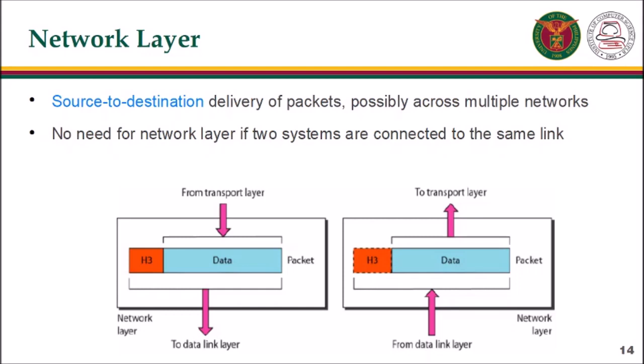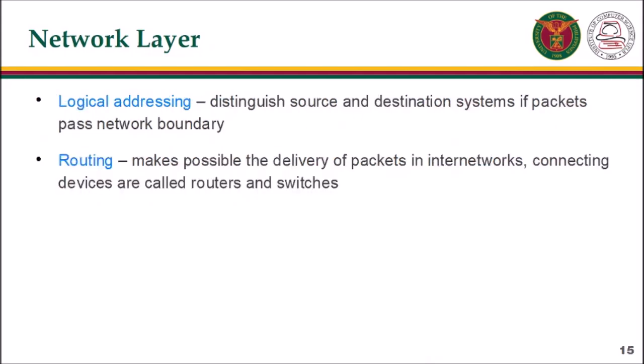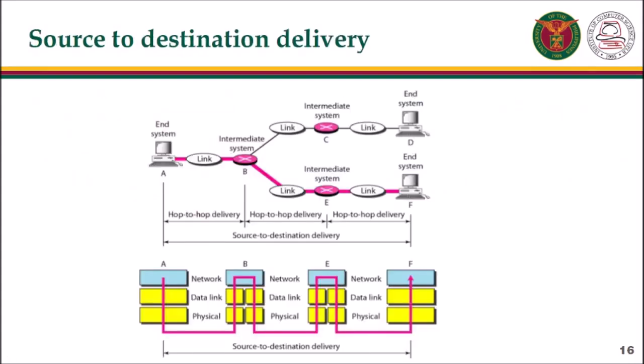The network layer is responsible for the source-to-destination delivery of packets, possibly across multiple networks. There is no need for the network layer if two systems are connected to the same link. Its functions are logical addressing and routing. Again, its main responsibility is the source-to-destination delivery.